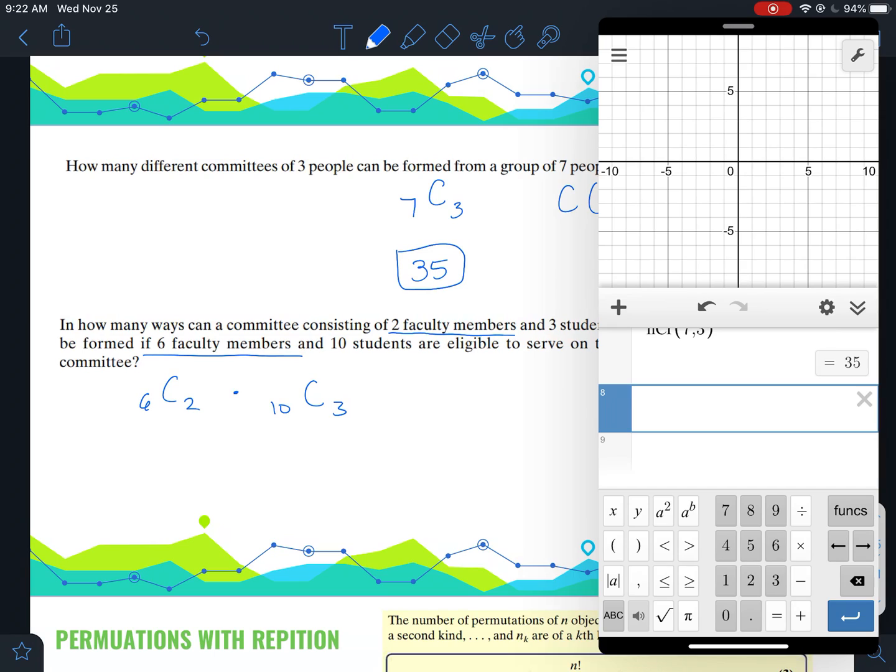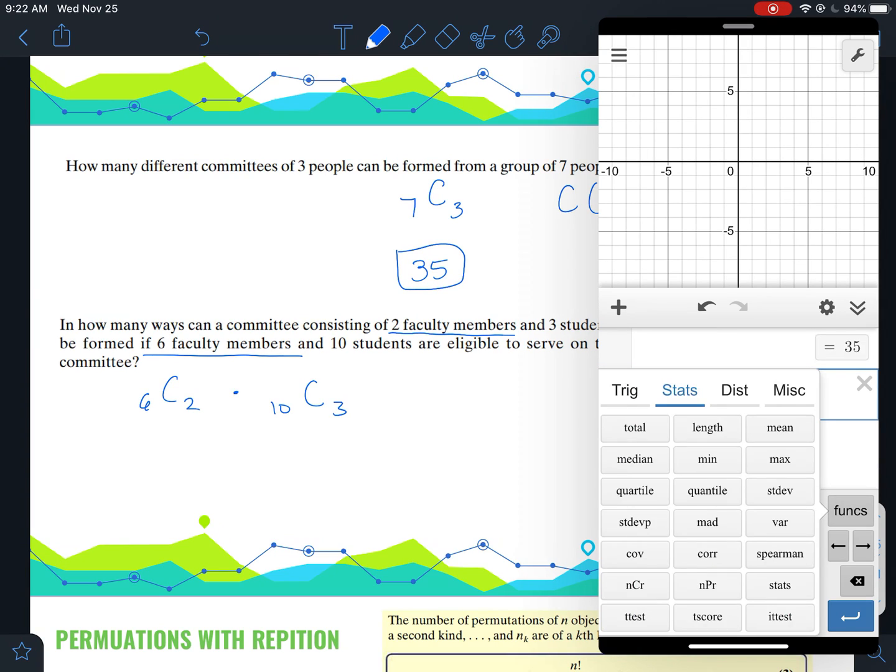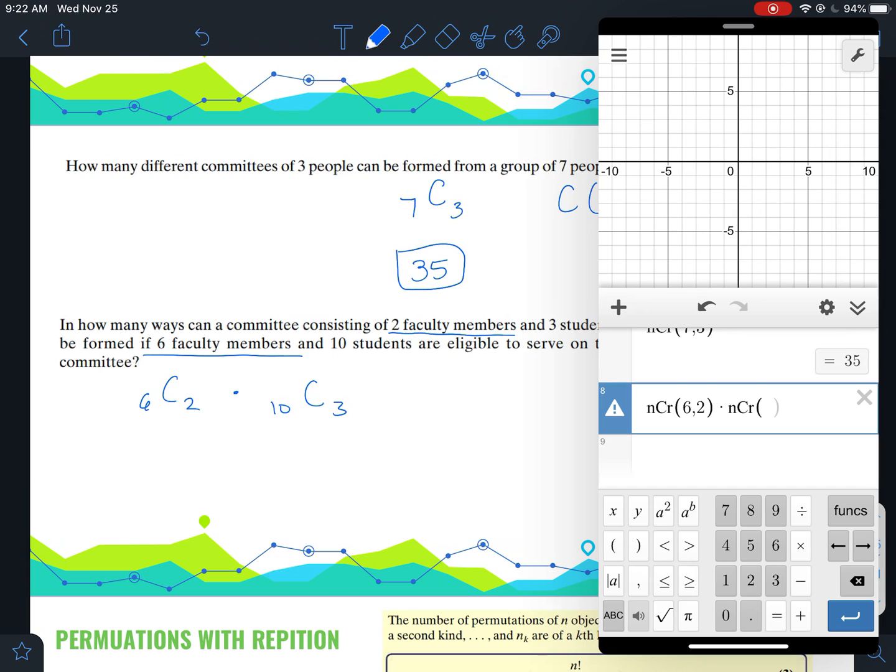And again, we can just use our calculator to do this. So 6 choose 2. And then end the parentheses times. And now we're going to do 10 choose 3. And there are 1,800 different ways to form that committee.